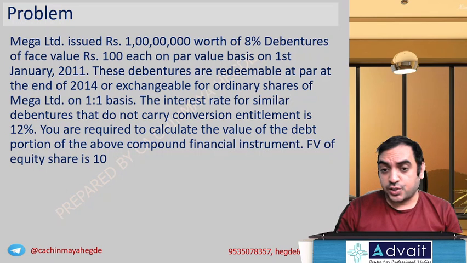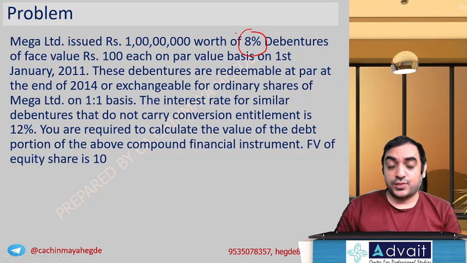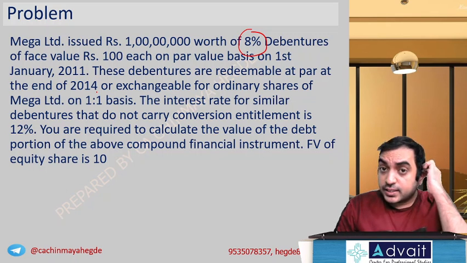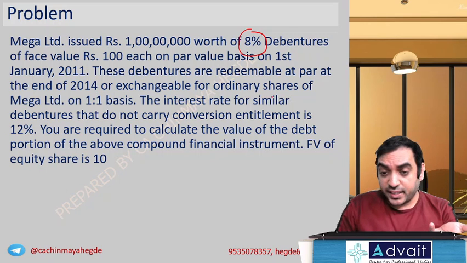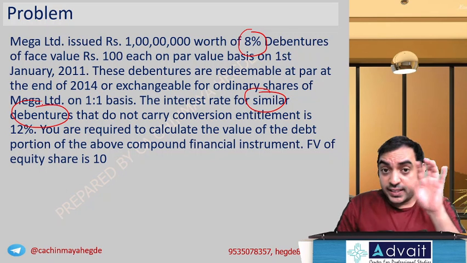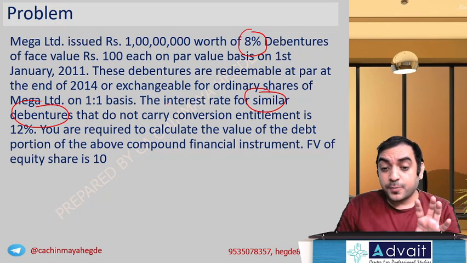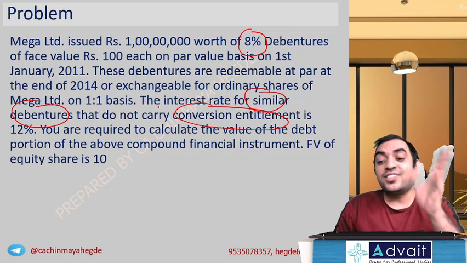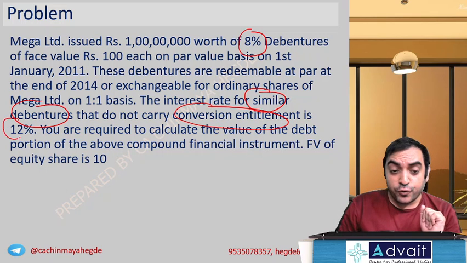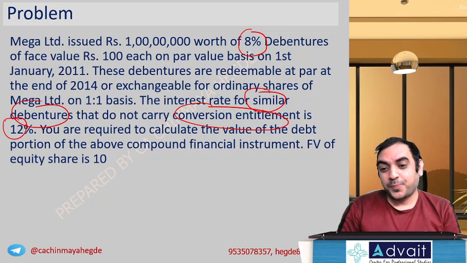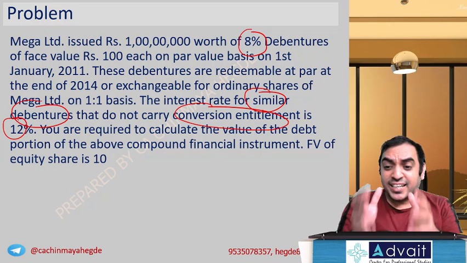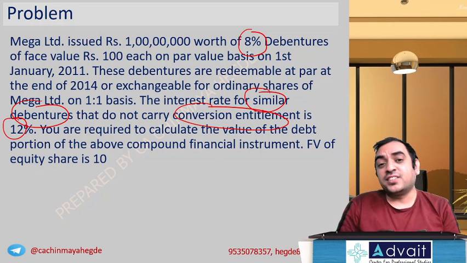Look at the debenture. You have 8% convertible debentures, right? 8% interest. But if the same debentures, a similar instrument, everything is the same except the conversion option is not there, then it would be 12%. Are you understanding? The difference is due to the difference in coupon.